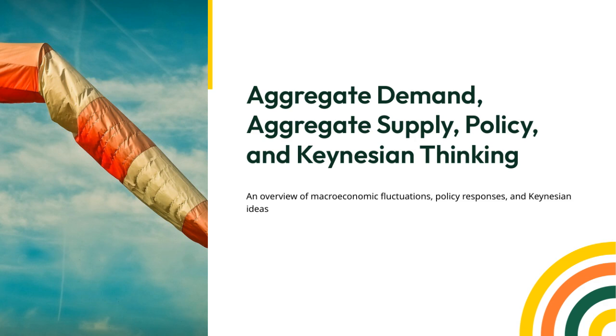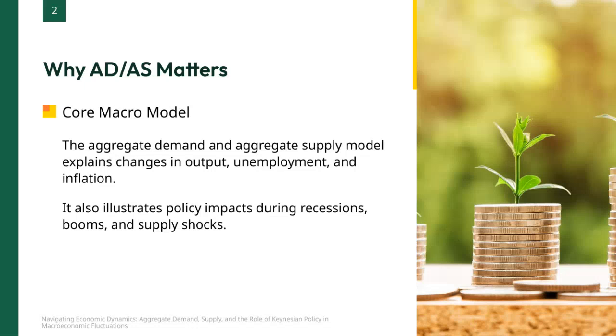economy. Let's get started. Here we focus on why the aggregate demand and aggregate supply model is so important. At its core, this model helps us understand how changes in overall output, unemployment, and inflation occur in an economy. It provides a clear framework to see how different factors interact and influence these key economic indicators. Additionally, the model is incredibly useful for illustrating the effects of various policies during different economic conditions. Whether it's a recession, a boom, or when the economy faces supply shocks. Essentially, it's a central tool for analyzing and responding to economic fluctuations.